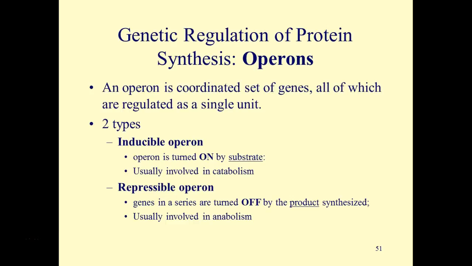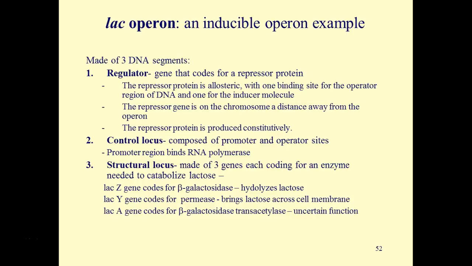On the other hand, repressible operons are also genes in the series, but they are turned off by the product synthesized. So typically, these are used in anabolism. As the product builds up, product is being made. If the product builds up, then it is going to shut off the operon. Operons are made of 3 DNA segments, and as far as an inducible operon, the Lac Operon is the best known.